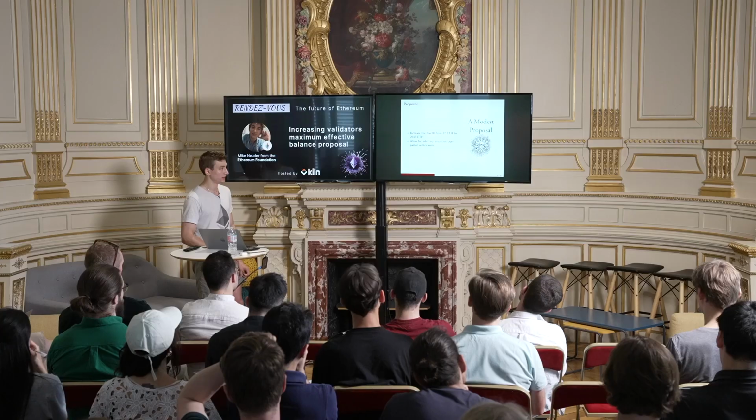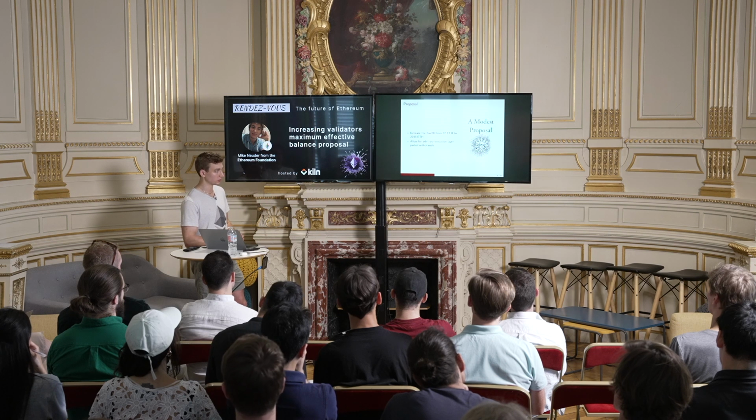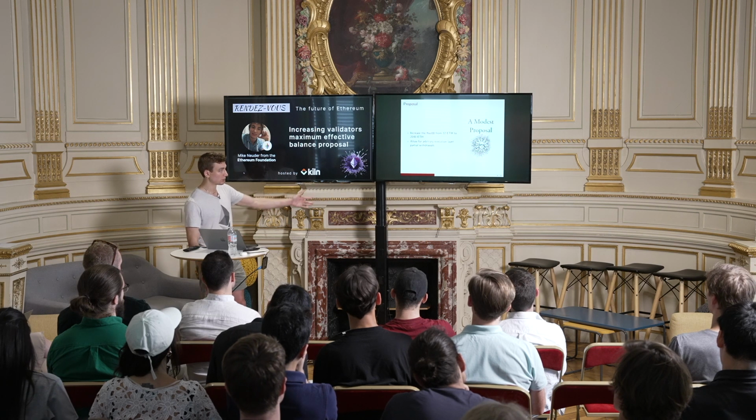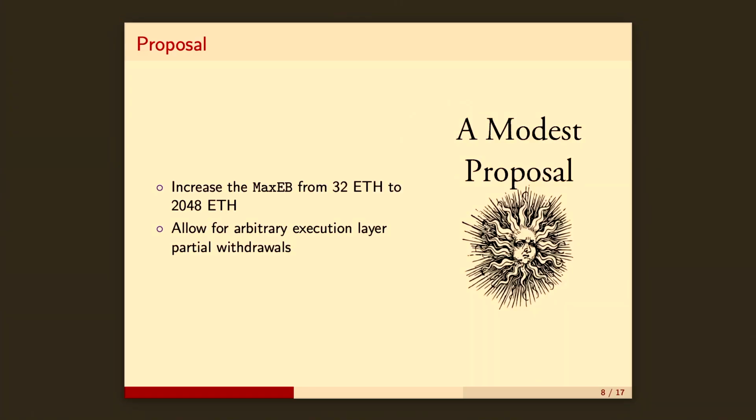There's kind of a lot there, but hopefully once we walk through the implications of the proposal, it'll be clear why all this machinery is needed and the context for what we're trying to do. So yeah, the proposal is pretty simple. It just says take the max effective balance from 32 ETH to 2048 ETH.